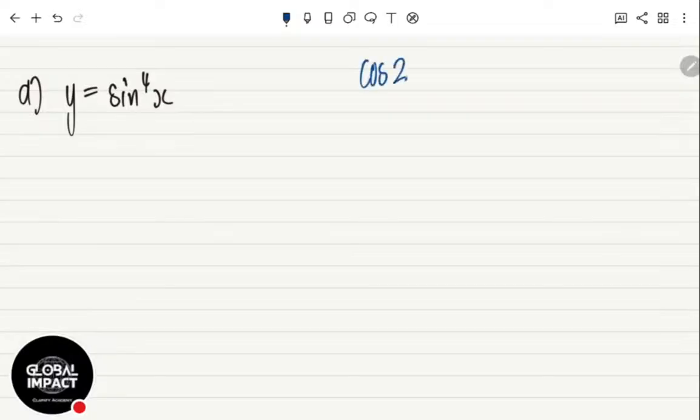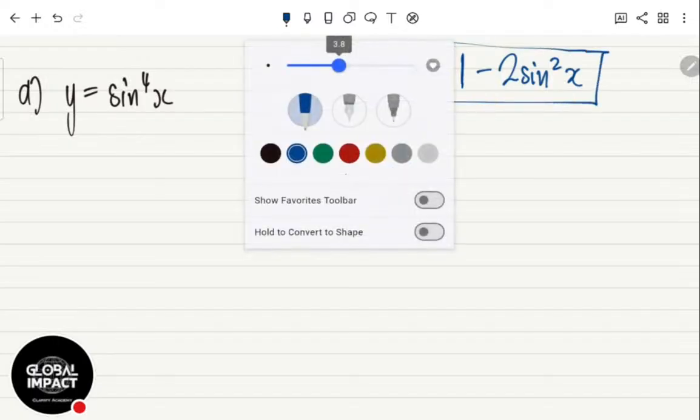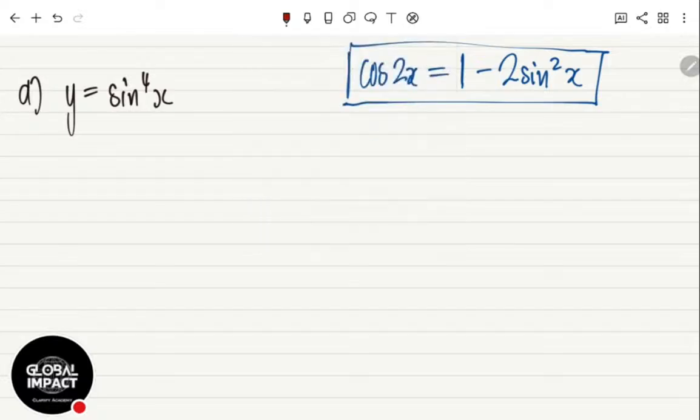We say that cos 2x is equal to 1 minus 2 sine squared x. Can you see this? This comes from the double angle for cos. Also know that cos 2x will be 2 cos squared x minus 1. So here are my two versions. I want to remove sine squared, so I use this one. That's how you remove it.